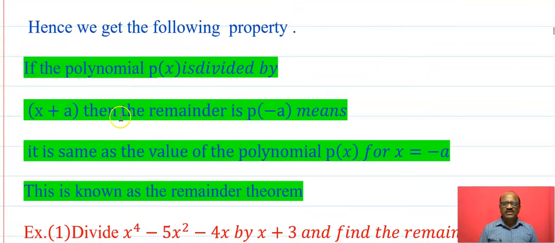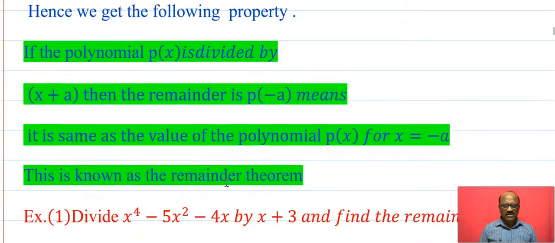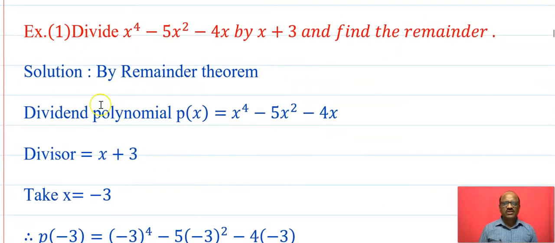What is that property? If the polynomial p of x is divided by x plus a, then the remainder is p of minus a, which means it is the same as the value of the polynomial p of x for x equals minus a, and this is known as the remainder theorem. Now the example, solve example.